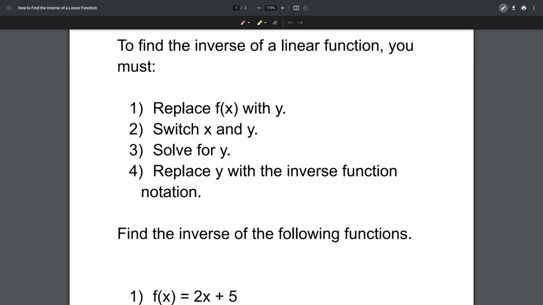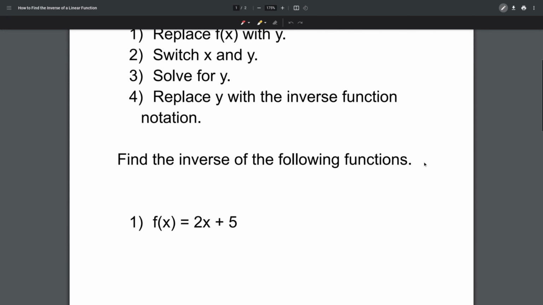At the end of the video, I'll show you what the graph of a function and its inverse look like and the line that they reflect over. Okay, so we're going to find the inverse of these functions.